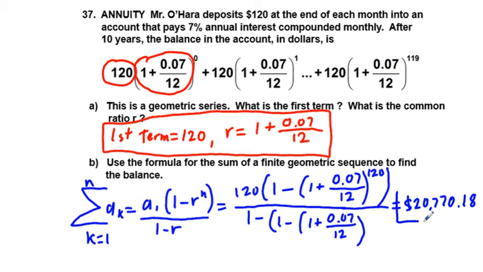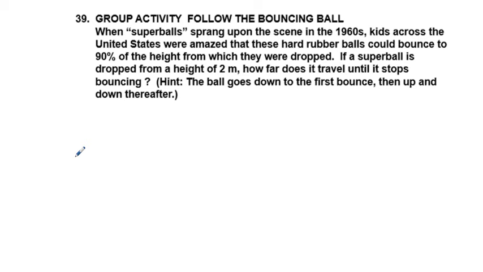And problem number 38 is very similar, just a different a sub 1, different interest rate, otherwise the same type of problem. Problem 39, group activity, follow the bouncing ball. When super balls sprang upon the scene in the 1960s, kids across the United States were amazed these hardware balls could bounce to 90% of the height from which they were dropped. I actually think they bounce a little higher. If a super ball is dropped from a height of 2 meters, how far does it travel until it stops bouncing? Gives a hint. The ball goes down the first bounce, then up and down thereafter.